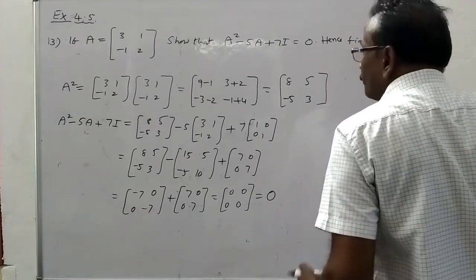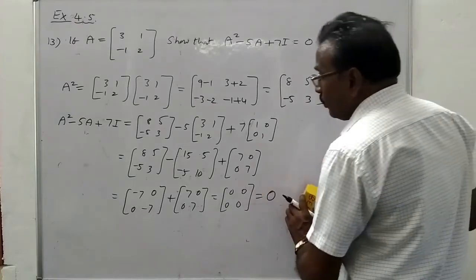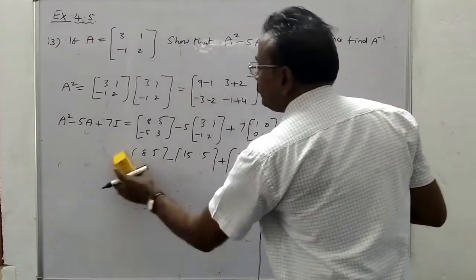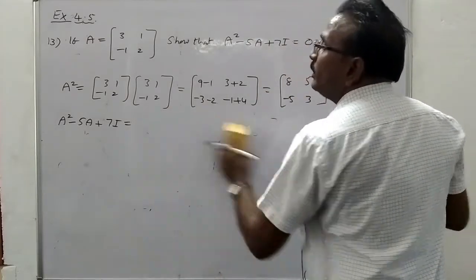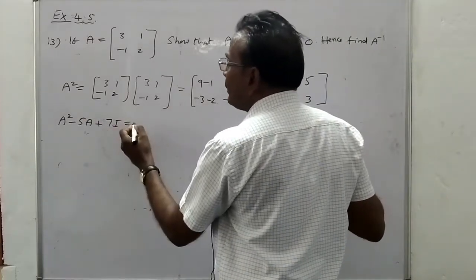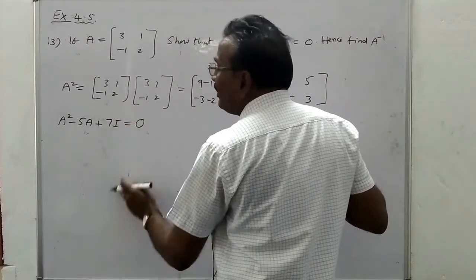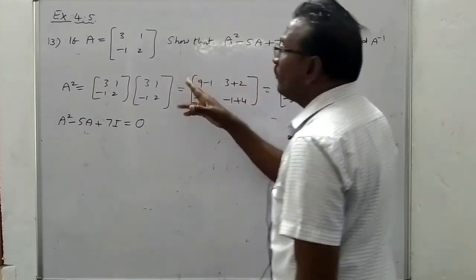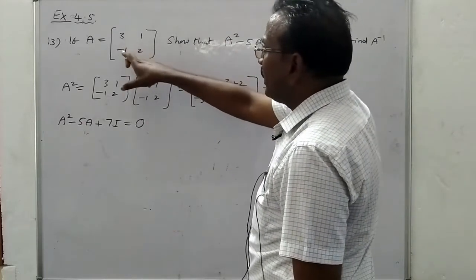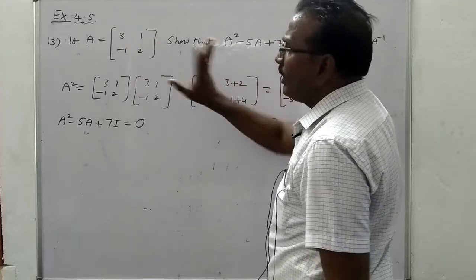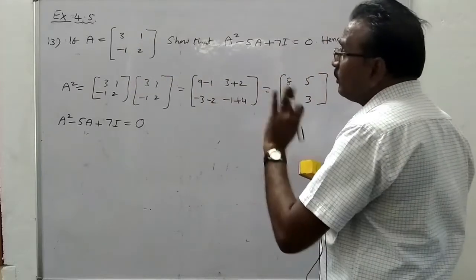That is the question. Here we already proved A square minus 5A plus 7I is equal to null matrix. To find the A inverse, first the determinant of A: 3 into 2 is 6, minus of minus 1, plus 1, so determinant value is 7, so it is a non-singular matrix.